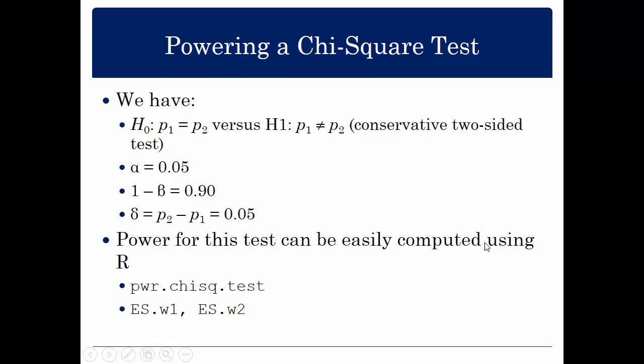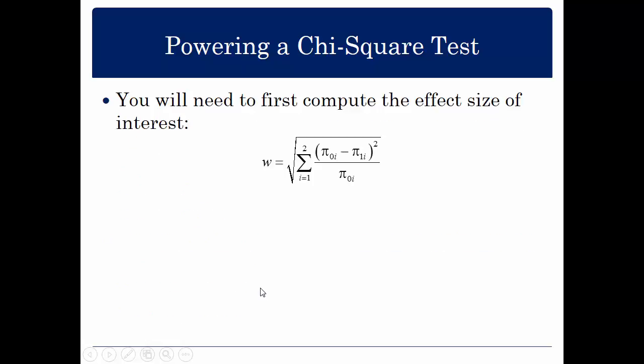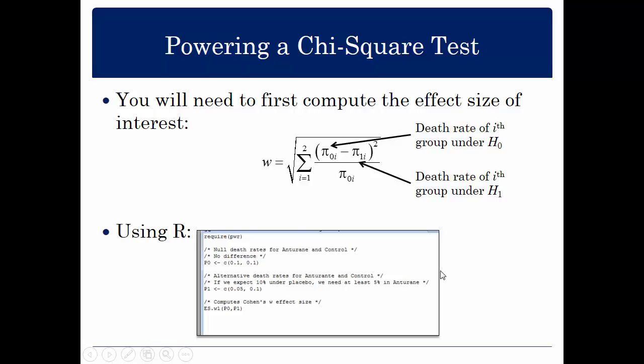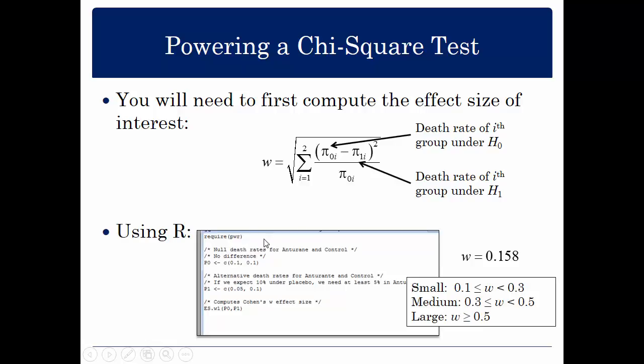You can power this test very easily using the power.chi-square.test function in R. I'm not going to go out into RStudio and do this, but I do have screen captures of this information. It's probably not that easy to see, actually.